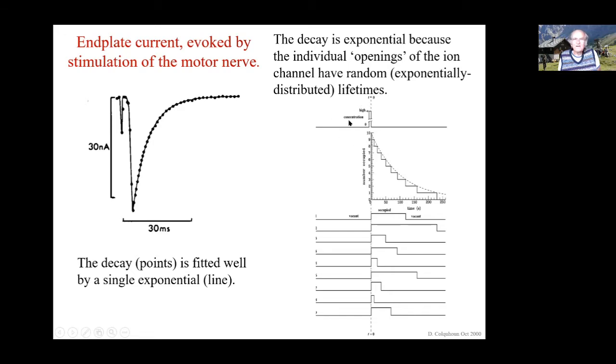And we pointed out also in the first lecture that the reason for this exponential decay is because the individual channels have random lifetimes which are exponentially distributed. If you add up a lot of these when they open almost simultaneously, then you get this exponential curve, the time constant of which is equal to the mean open lifetime. The half time for this decay is also equal to the median open lifetime of the channel. So how can we calculate, given a mechanism, the shape of this curve?